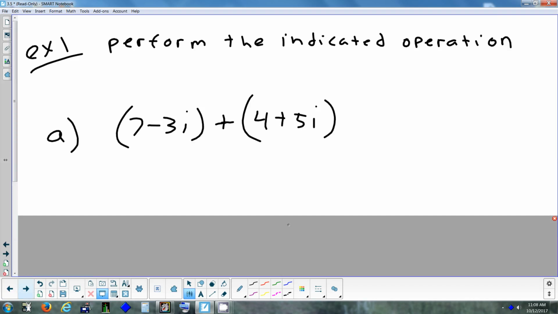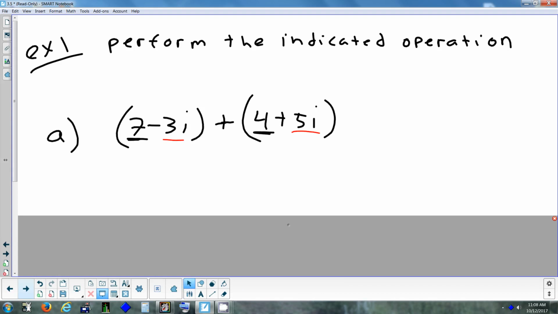Okay, when you're adding and subtracting complex numbers, think of it as combining like terms. You can combine real parts with real parts. And you can combine imaginaries with imaginaries. So let's do that and see what we get.